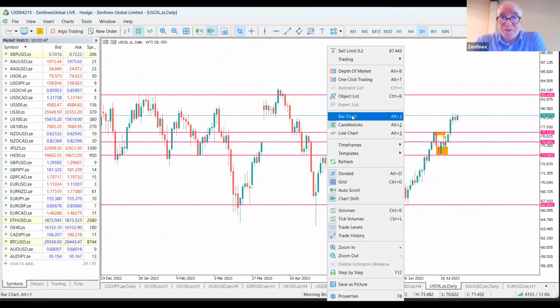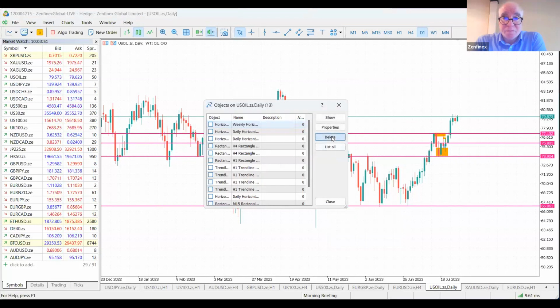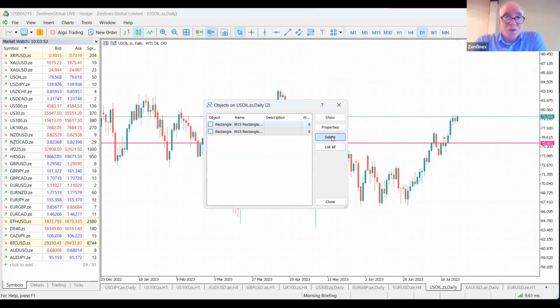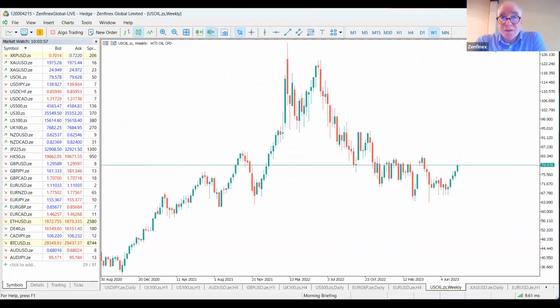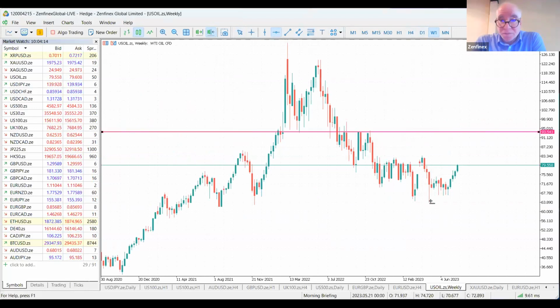I do it every single time, which is basically start with a blank chart. So we're on US oil on the daily. I'll go back to weekly and I start framing the market. This is based on the principle that I'm looking to see where prices will go in the next 1 or 2 days, basically. So let's start off by marking areas that might be of interest to us.